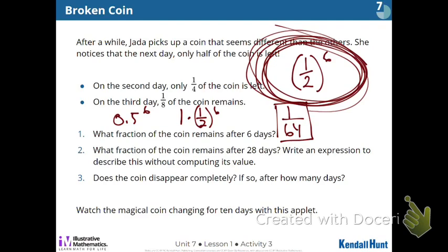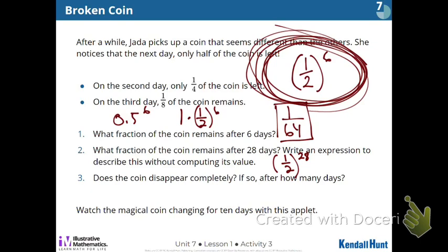In 28 days, how many times am I cutting it in half? A lot. 28. So I can multiply by 1/2 how many times? 28. Okay. So 1/2 to the 28th power. That's how I would write an expression for cutting this coin in half 28 different times. It'd give you a pretty little number if you did it in your calculator, right? Mm-hmm. Anybody use the decimal instead of the fraction? 0.5? Because you could have.